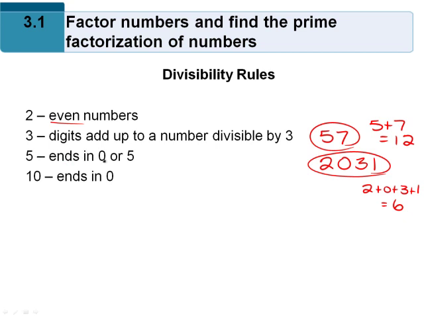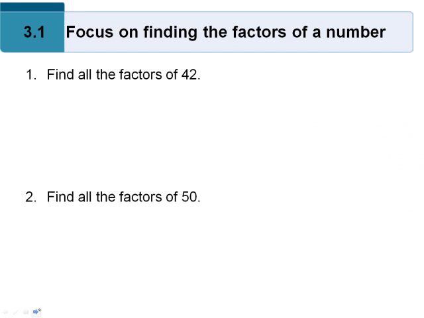And the last two divisibility rules, most people are pretty familiar with these. 5 will go into any number that ends in 0 or 5, and 10 will go into any number that ends in 0. So those rules are just good to know to help you with these factoring and prime factoring problems. All right, so number 1, we want to find all the factors of 42.